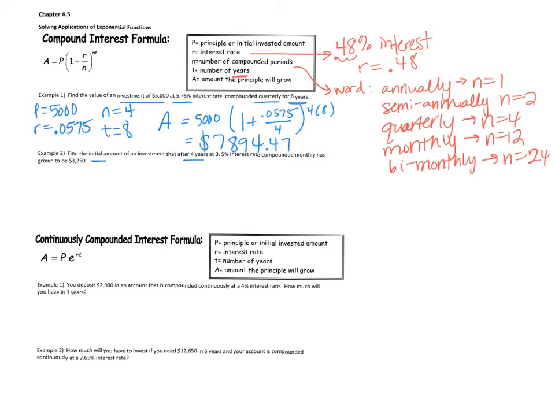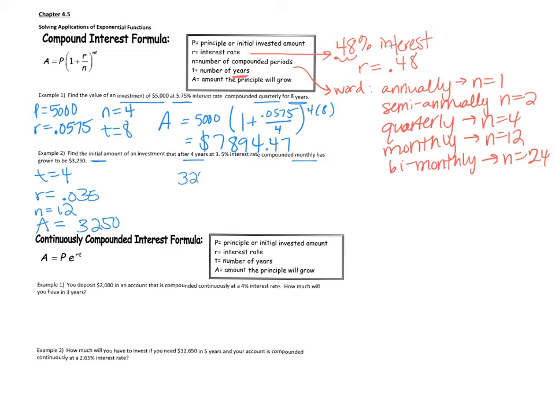We do know that the T is 4 years. The interest rate is going to be 0.035. Remember, we're moving that decimal. It's compounded monthly, so my N is going to be 12. And then it has grown, so my final amount, my A, is going to be $3,250.